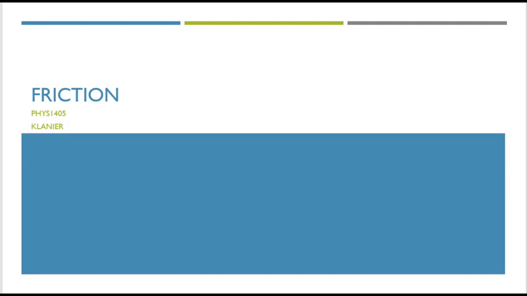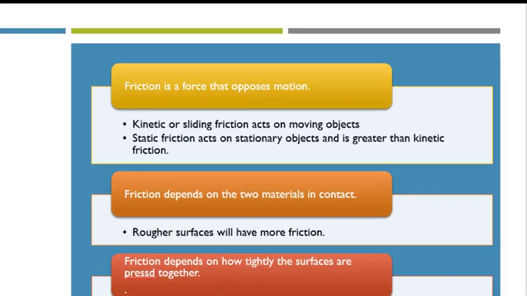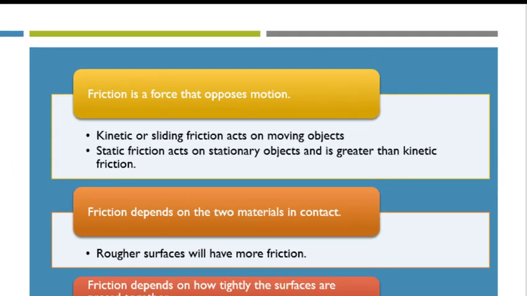All right, so we're going to talk a little bit about friction. And friction is a force that opposes motion. There's kinetic or sliding friction, and that's what's acting on something that's already moving. And static friction is that friction on an object that is standing still that you're trying to get moving.